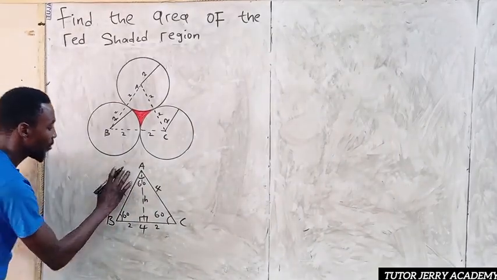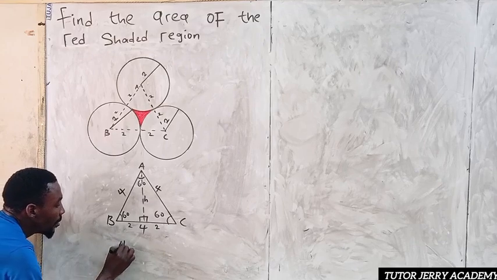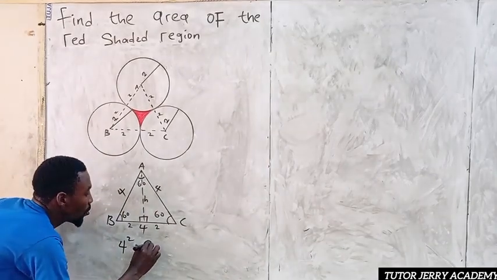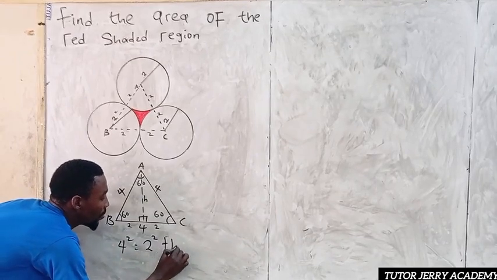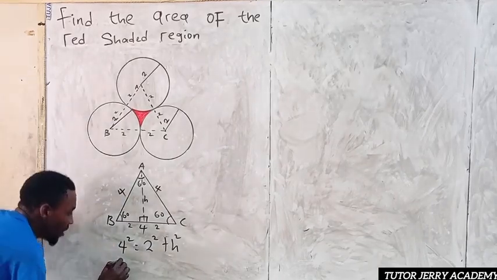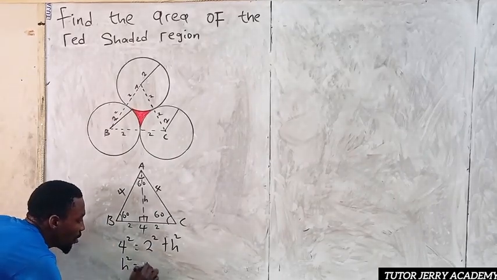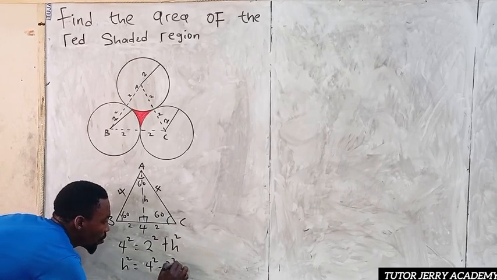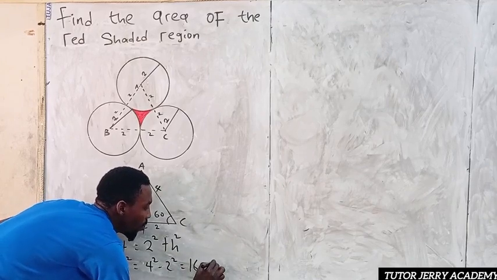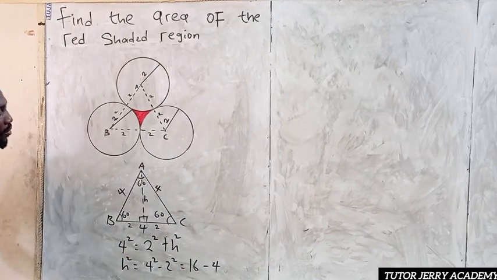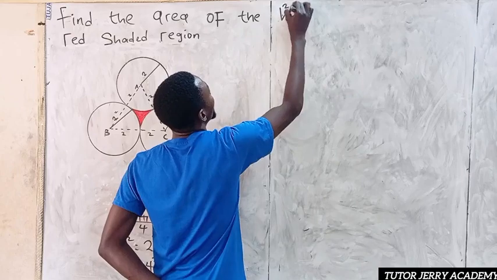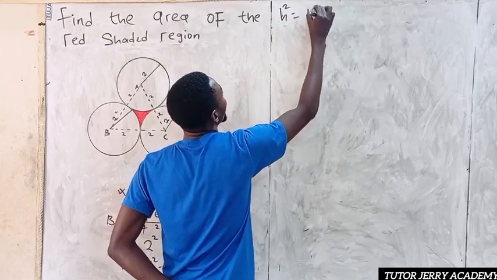So it means that 4 squared is equal to 2 squared plus h squared. All right. So if we make h squared the subject here, h squared will be equal to 4 squared minus 2 squared. 4 squared is 16 and 2 squared is 4. So 16 minus 4, that is 12. So it shows that h squared will be equal to what? It's going to be equal to 12.